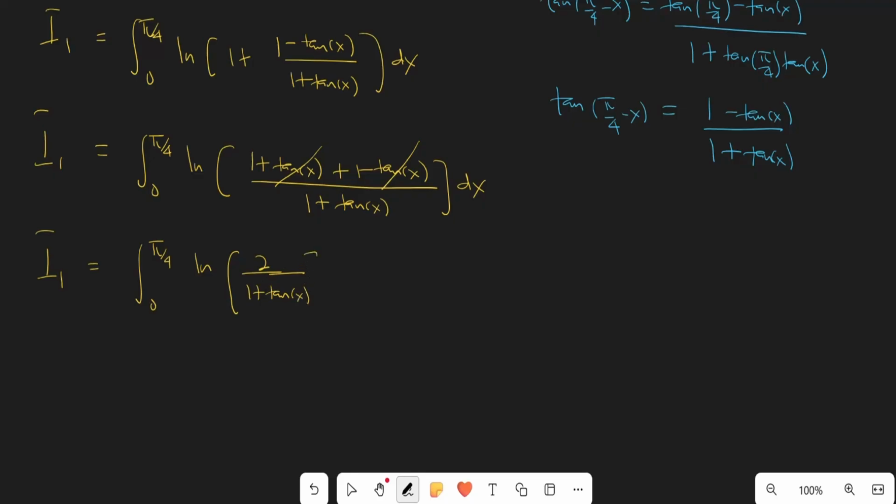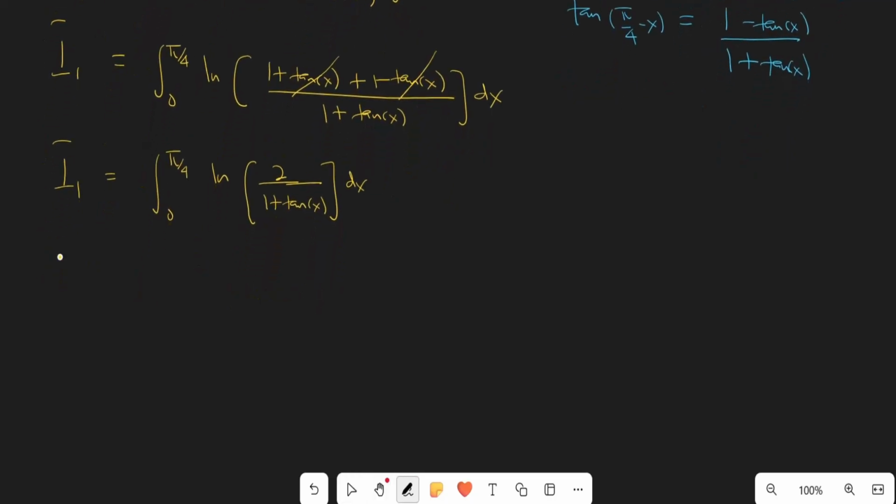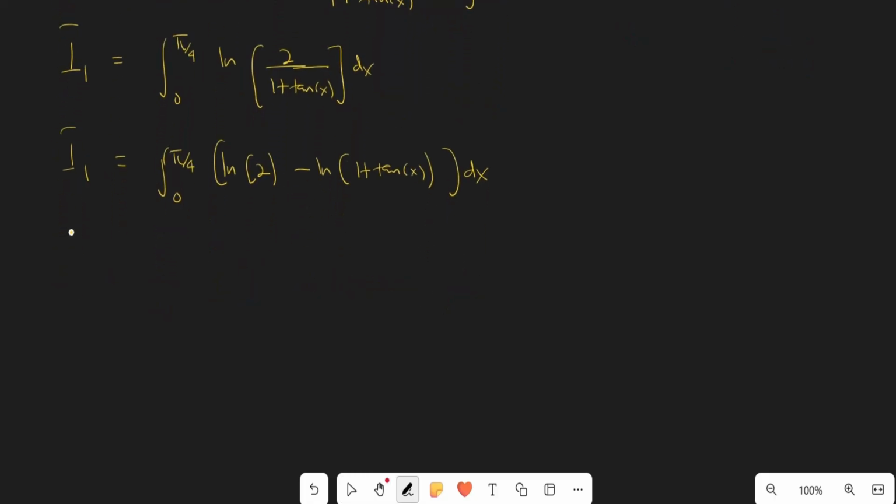And using the laws of logarithm, this becomes the integral from 0 to pi over 4 of the ln of 2 minus the ln of 1 plus the tangent of x, all dx. That is using the laws of logarithm. You can now split this integral into two different integrals: the integral from 0 to pi over 4 of the ln of 2 dx minus the integral from 0 to pi over 4 of the ln of 1 plus the tangent of x dx. These are now two different integrals.